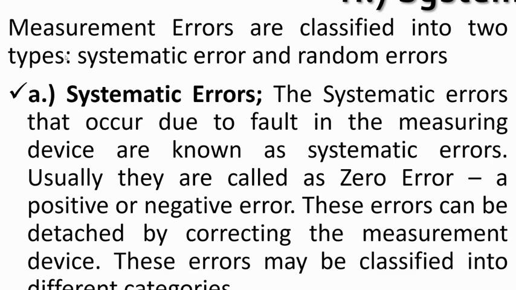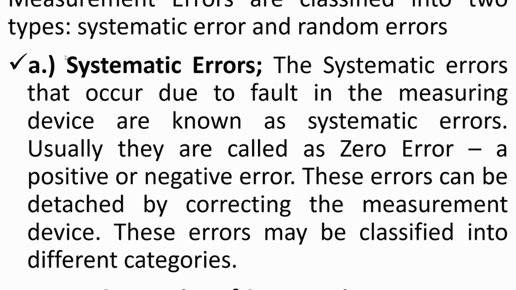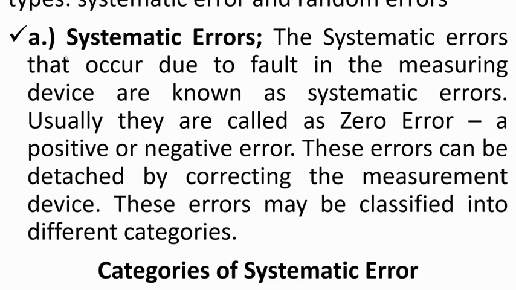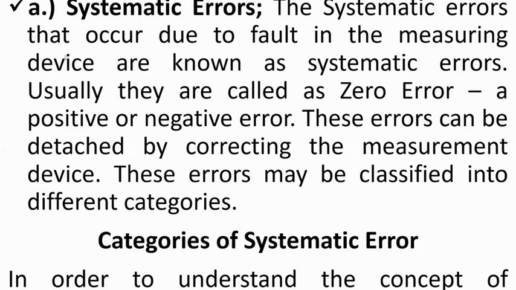is the error that occurs when there is a fault in a measuring device, and it is known as the systematic error. So it is the system that you're using to measure. When it has an error, then you classify it as a systematic error. Usually they are called zero errors, a positive or negative error. This error can be detected by correcting the measurement device.